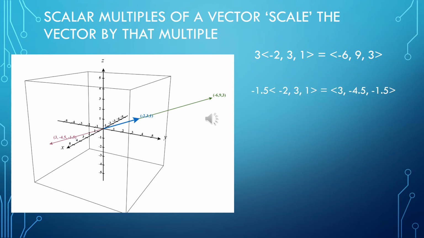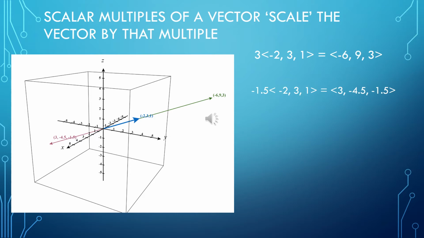I also could scale by negative numbers. So here's an example in which I'm scaling -2, 3, 1 by this number -1.5, again by the scalar -1.5. And again, the arithmetic is what you would think it would be. I take -1.5 times -2, I get +3. -1.5 times 3 gives me -4.5. -1.5 times 1 is -1.5.